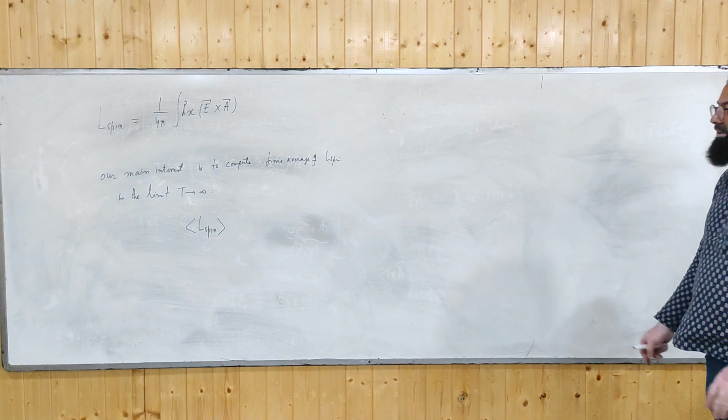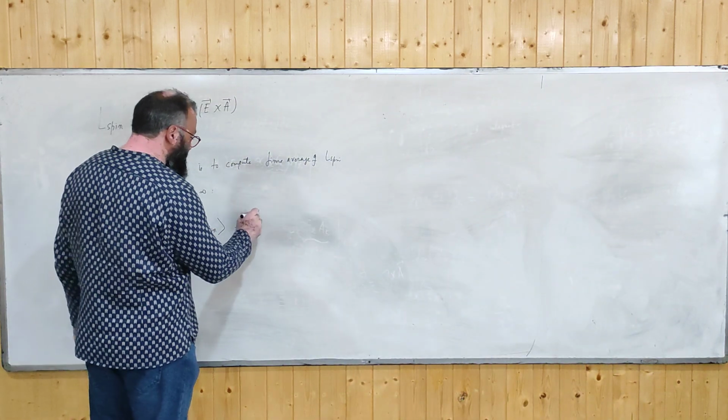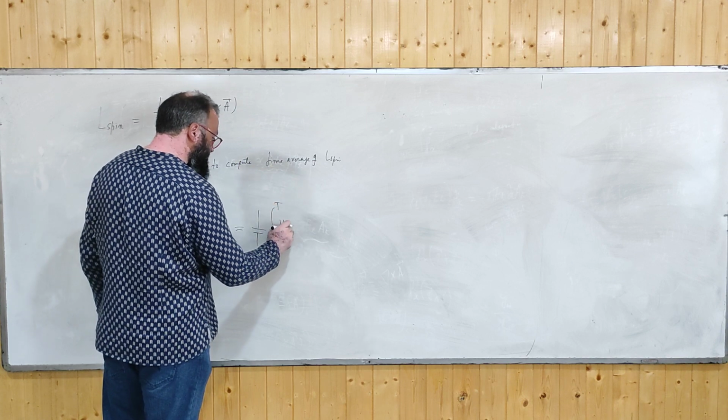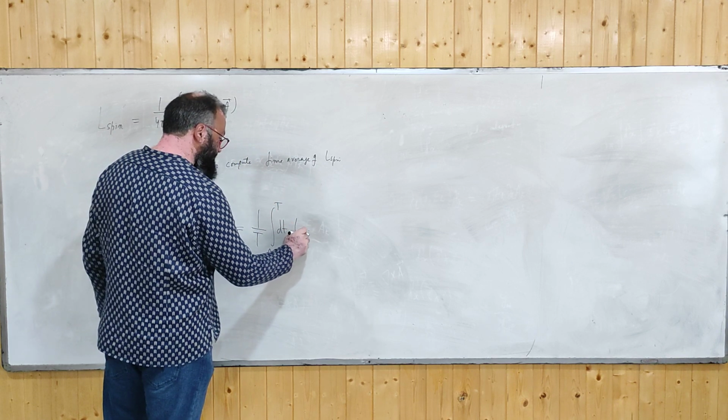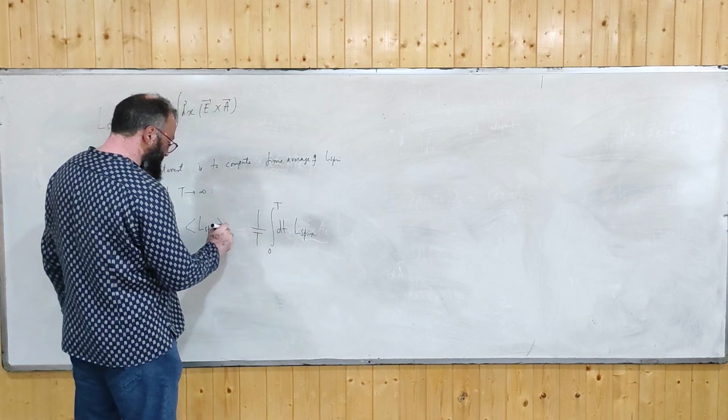So calculating the average of this objective. This is how the experiments are done. So it means integral from 0 to T, dt, in the limit T tends to infinity. So let's do that.